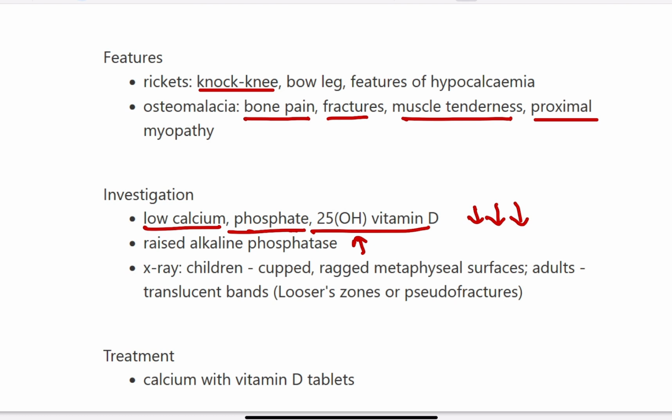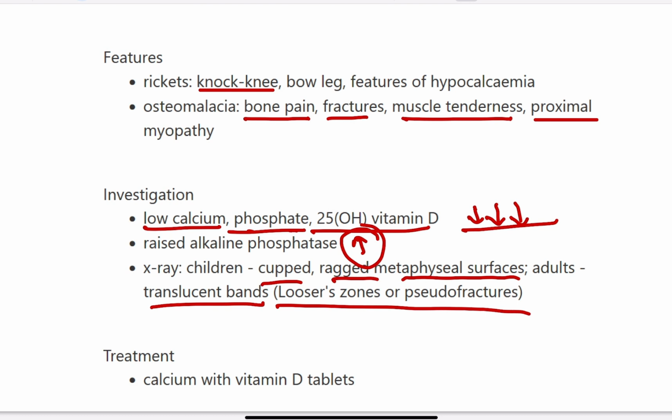On the other hand, there is raised alkaline phosphatase. So when all the mineral content is low and there is increased alkaline phosphatase, in this condition the diagnosis is osteomalacia. In children, there are definitive changes such as cupped, ragged metaphyseal surfaces, and in adults there is a translucent band or Looser zone or pseudofracture present.